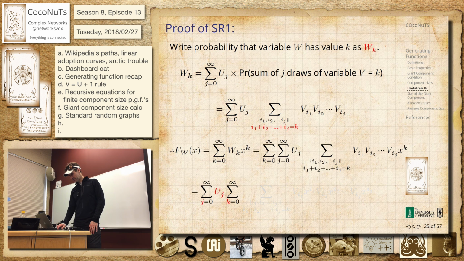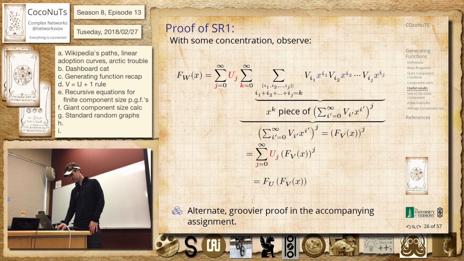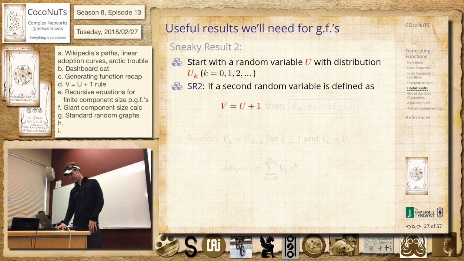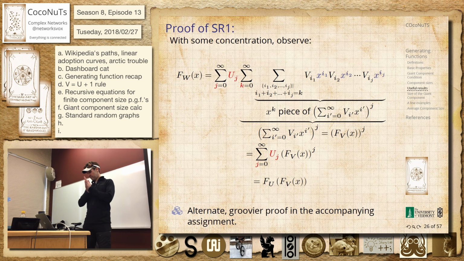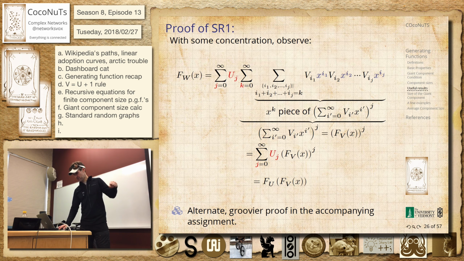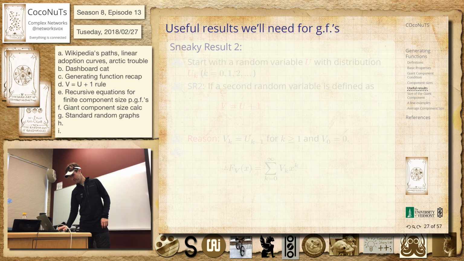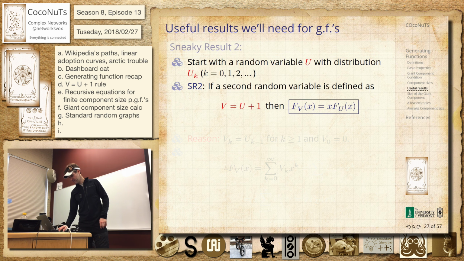Okay, so this is a cool thing. We went through it, concentrate, and yeah, good. That's just something we're going to carry around. We also had that for the sum of two variables, w equals u plus v, the generating function for w is the product of the generating functions. Very nice. Beautiful.